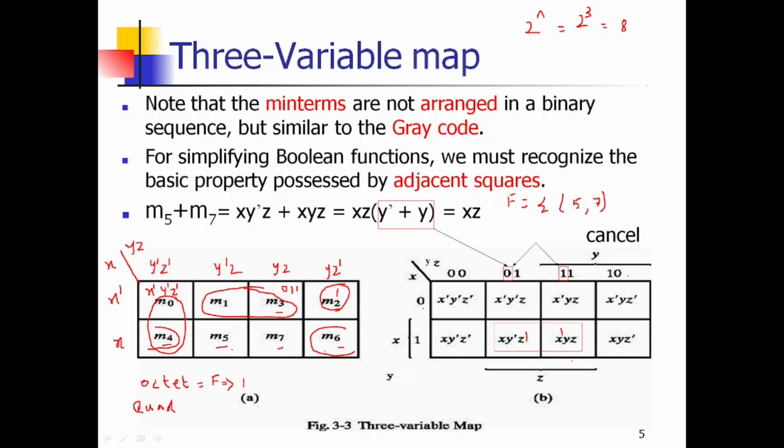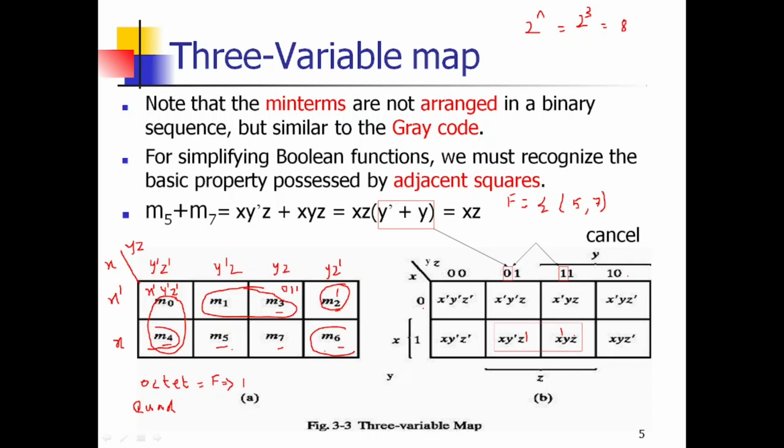Okay. So before writing the answer, we have to check with the possibilities of mapping. First we have to check with the octet possibility. We don't have any octet possibility. 8 adjacent squares are not possible here, and we have to go with a quad possibility. Quad possibility is 4 adjacent squares. 4 adjacent squares is also not possible here. Then next we have to check with pair possibility. So this is pair.